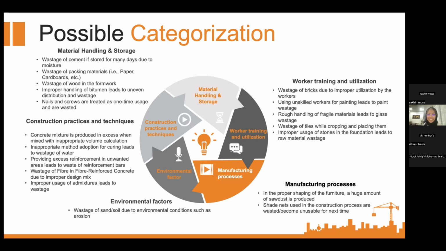So the possible categorization of these factors is mainly: number 1 is material handling and storage. Number 2 is construction practice and techniques. Number 3 is environmental factor. Number 4 is manufacturing process and work. And number 5 is workers training and utilization.